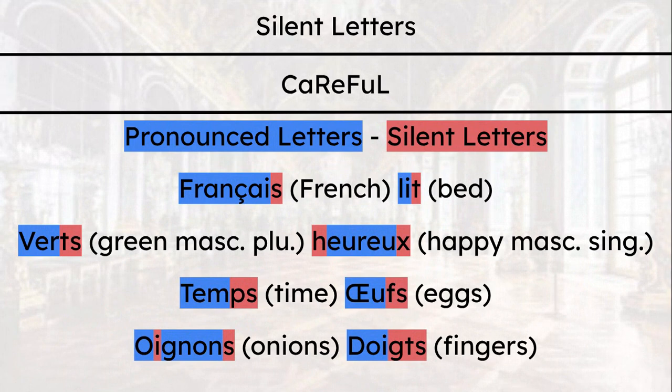So français means French, lit, bed, vert, green, heureux, happy, temps, time. Oeuf is a weird one because in the singular it's uf, where you pronounce the F, but in the plural it's eu, where you don't pronounce the F. Oignon is another weird one because you would think it would be oignon, but the I is also silent for some reason. And doigt, which means finger.